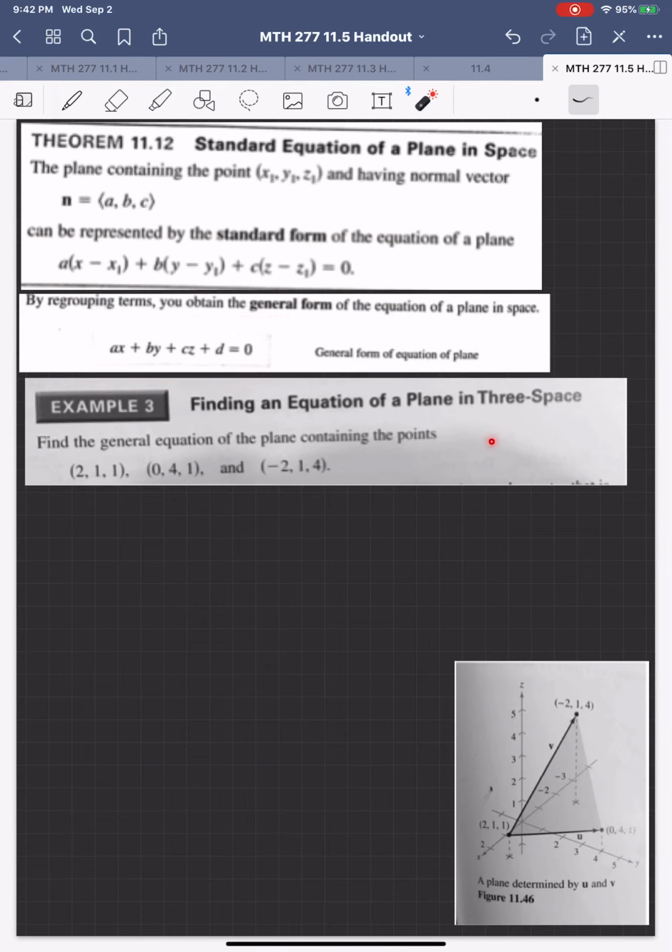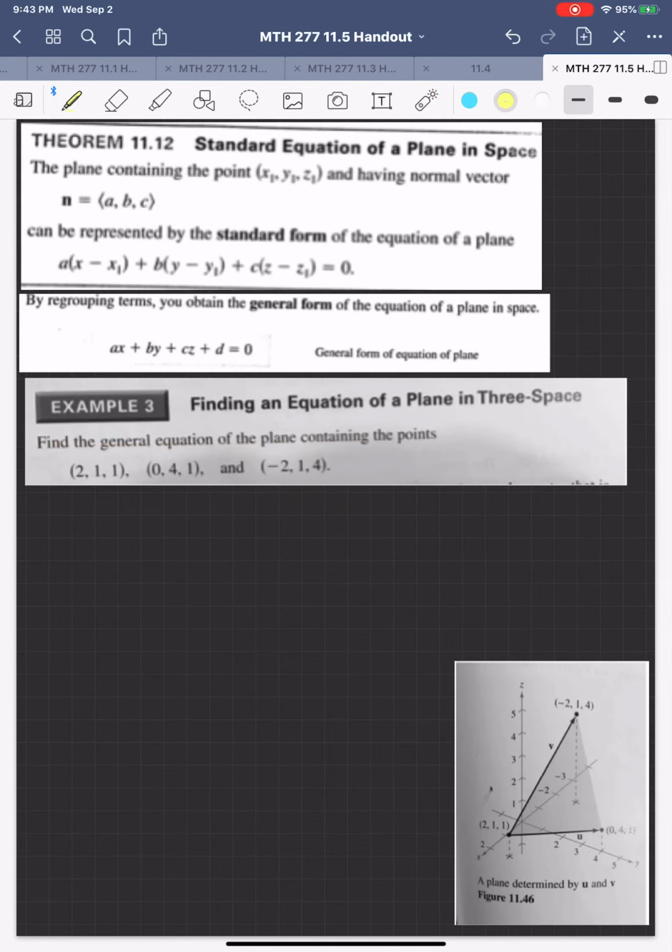No more theory. Let's just try an example and then we'll take a break. It says find the general equation of a plane containing the following points. So this is what we want when all is said and done. Let's start with what we do have: a plane, and we know 3 of the points in the plane. Now what we don't have: the vector that is normal to the plane.